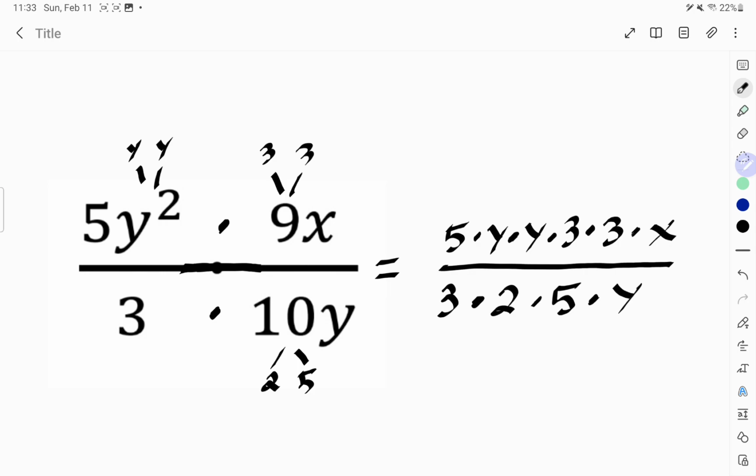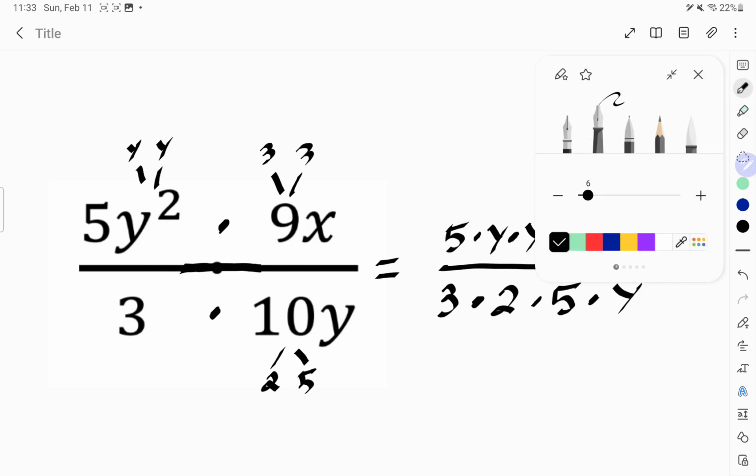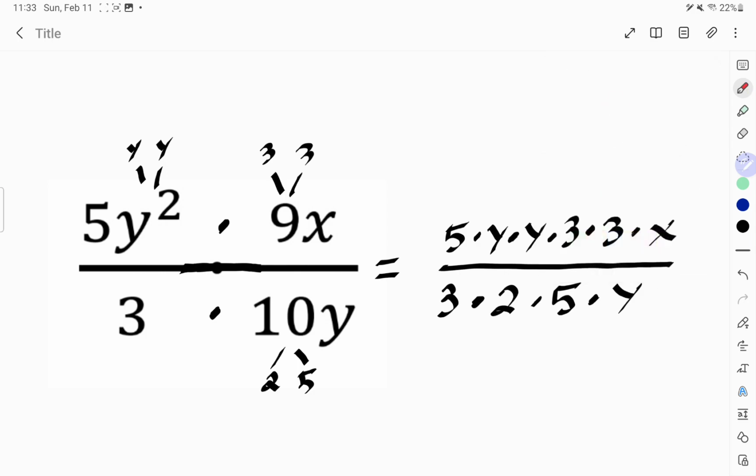At this point, I'm just going to see what's similar on the top and on the bottom, and I'm going to start canceling stuff out. So for example, I have a 5 on the top and a 5 on the bottom, so those two cancel out. I have a y on the top and a y on the bottom. Those two cancel out. And what else? I have a 3 on the top and a 3 down here. Anything else left in my fraction is going to be my answer. Whatever's on the top is the top part of the fraction, and whatever's on the bottom is the bottom part.